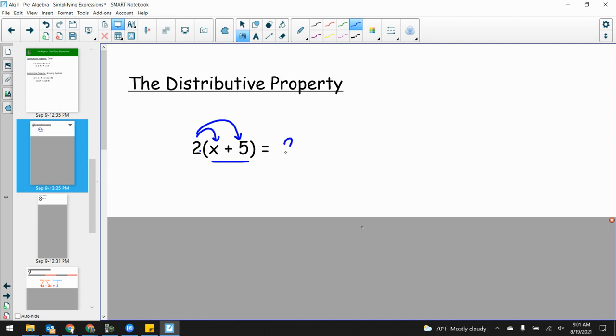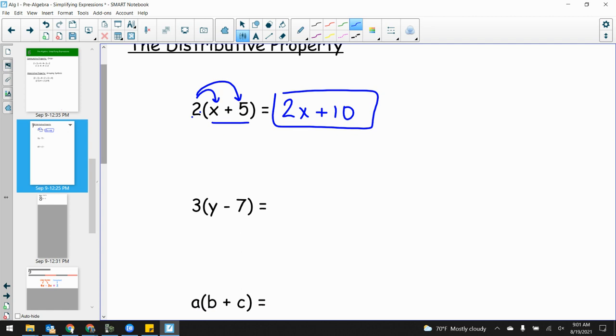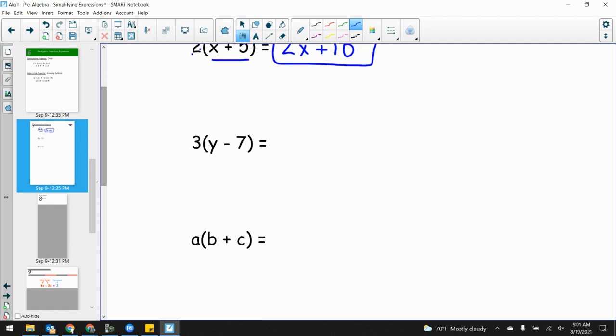So 2 times x would be 2x. 2 times 5 would be 10. 2x plus 10, right? We've learned this. We know this. Let's do some more examples. 3 times y minus 7. Well, let's distribute in that 3 to the y minus 7. So I take this 3, bring it into the y, bring it into the minus 7. That would be 3 times y is 3y. 3 times 7 is 21.